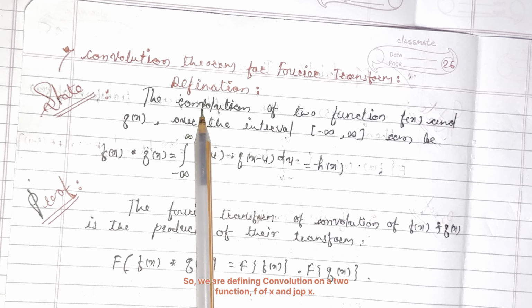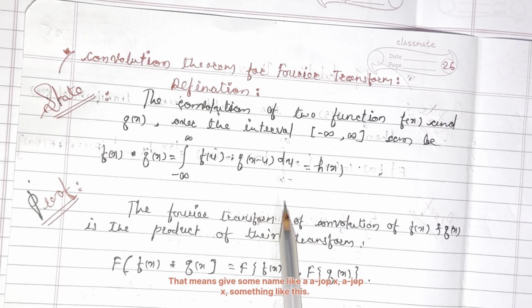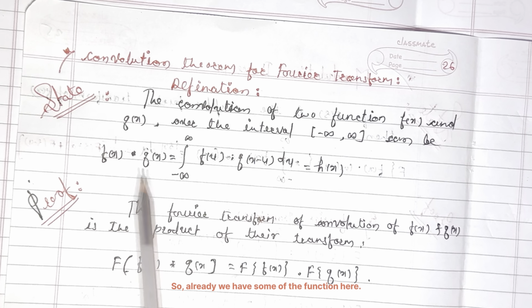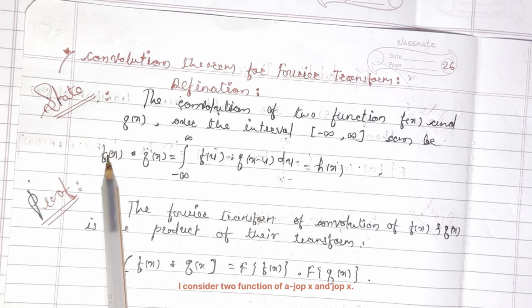If you want, you can consider this one as h of x, that means give it some name like h of x. So already we have the functions here. I consider two functions f of x and g of x, and I have written their integral. So this one is the definition for convolution. Nothing more than this. We are going to apply this definition for proving our convolution theorem.